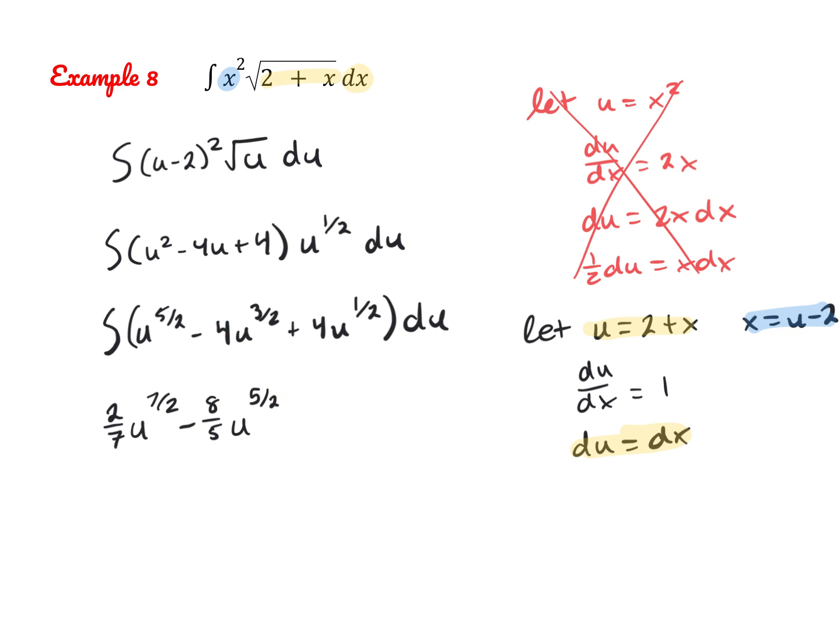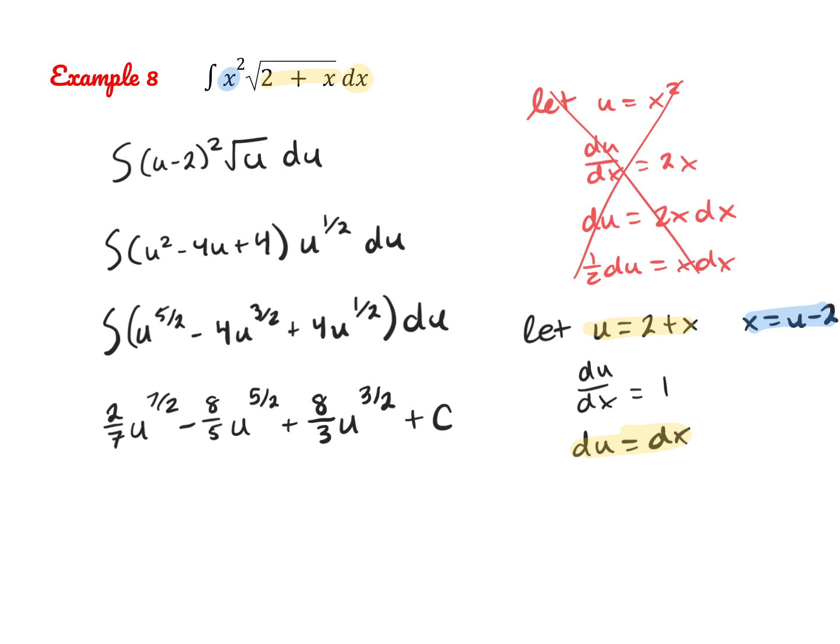And then for our last one, we'll have u to the 3 halves here. For this one, we want the 3 to disappear. So we'll say plus, and we'll say over 3. And we want something divided by 2 to equal 4. So it will be 8/3 here. And then we'll have our plus c.